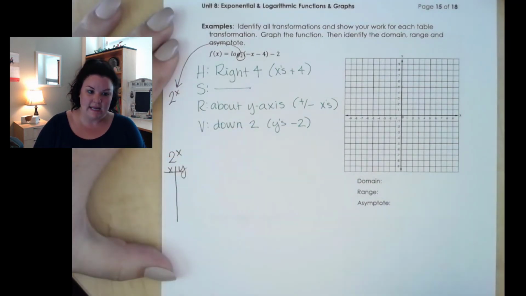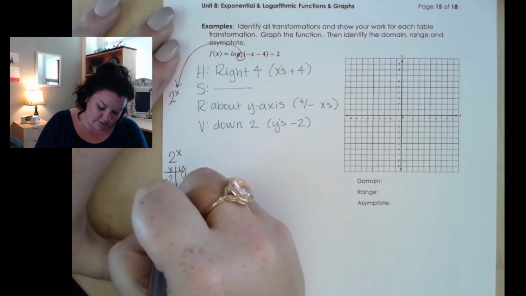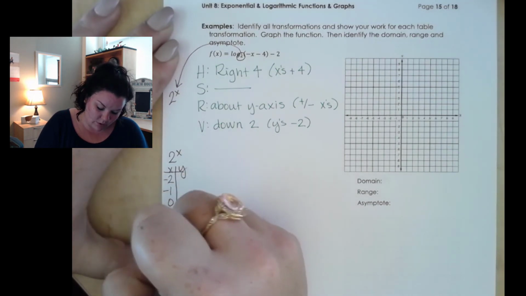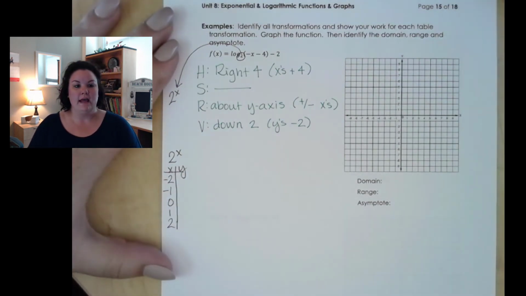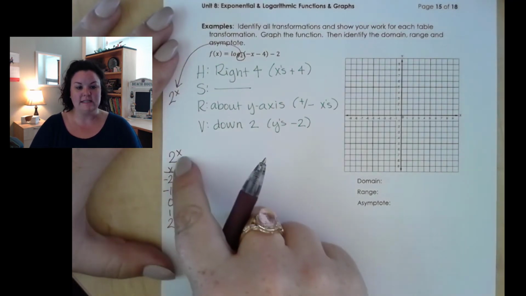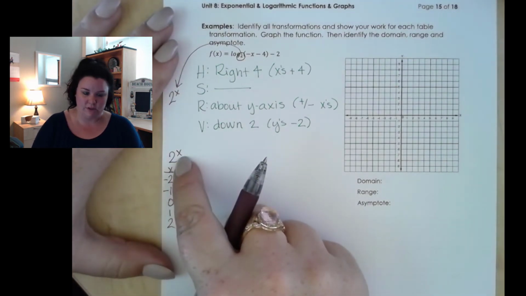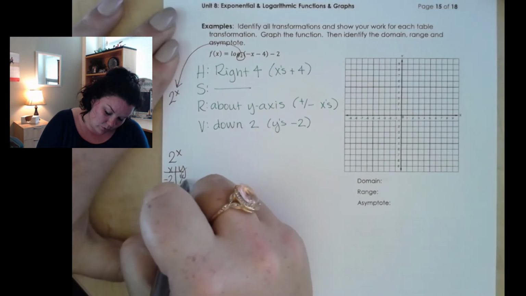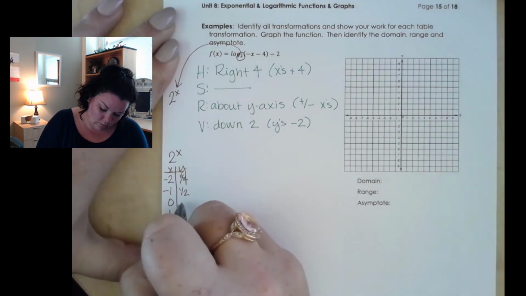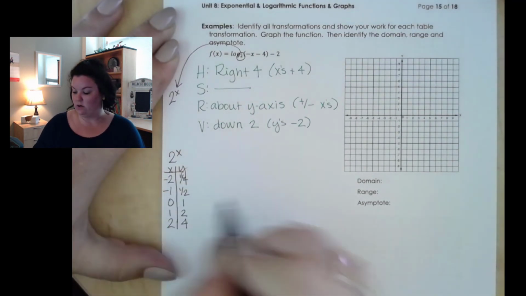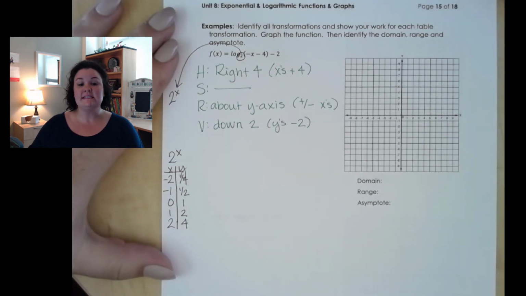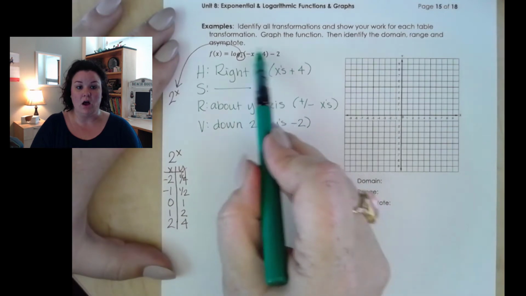And I'm going to plug in the same numbers we always do, -2, -1, 0, 1, and 2. And I'm going to plug them in. When I plug these in and apply it to the exponent of the 2, I'm going to get 1/4, 1/2, 1, 2, and 4. Okay. Now, this is the exponential form. Remember, what I want to graph is the log form.